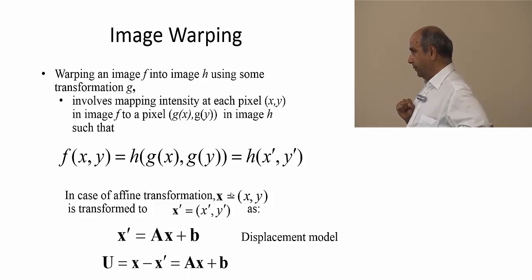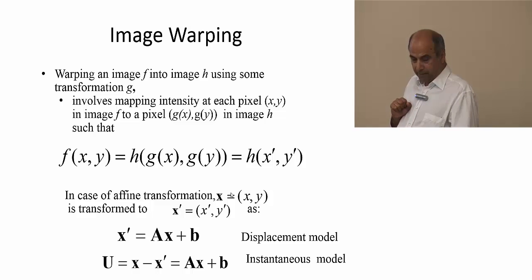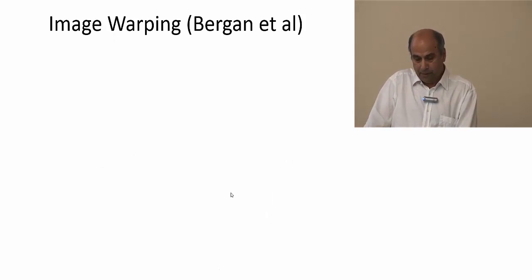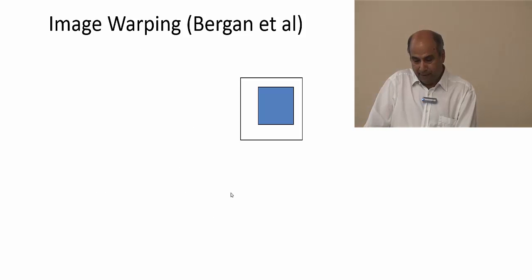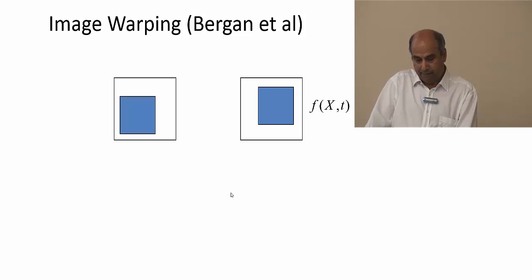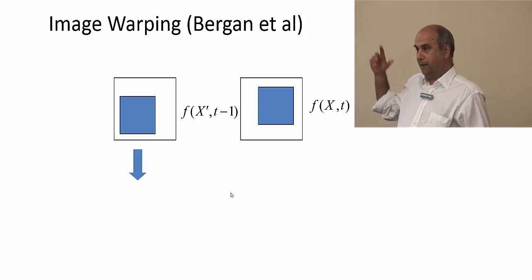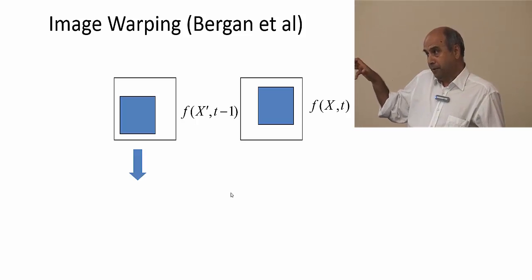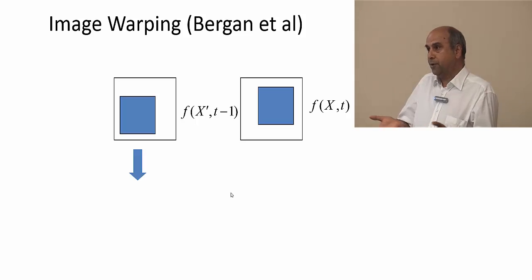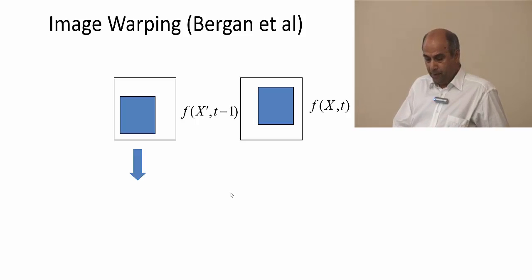We just have to subtract x prime there. So that's about transformation. Now let's look at how we can do that. We have an image, let's call this f of x t, and we have another image, f of x prime t minus 1, as you saw these two images. We want to warp this image x prime t minus 1 so that it looks like the image at t. If our transformation is correct, it should look like that. And as I showed you examples, it does.